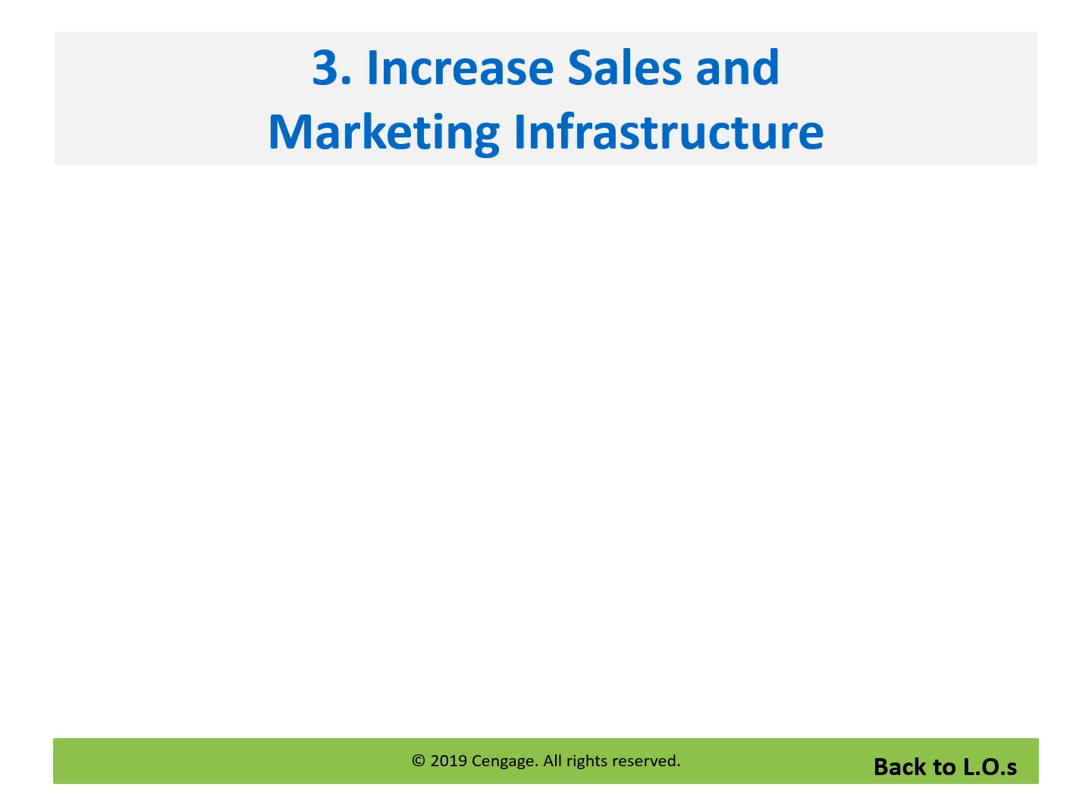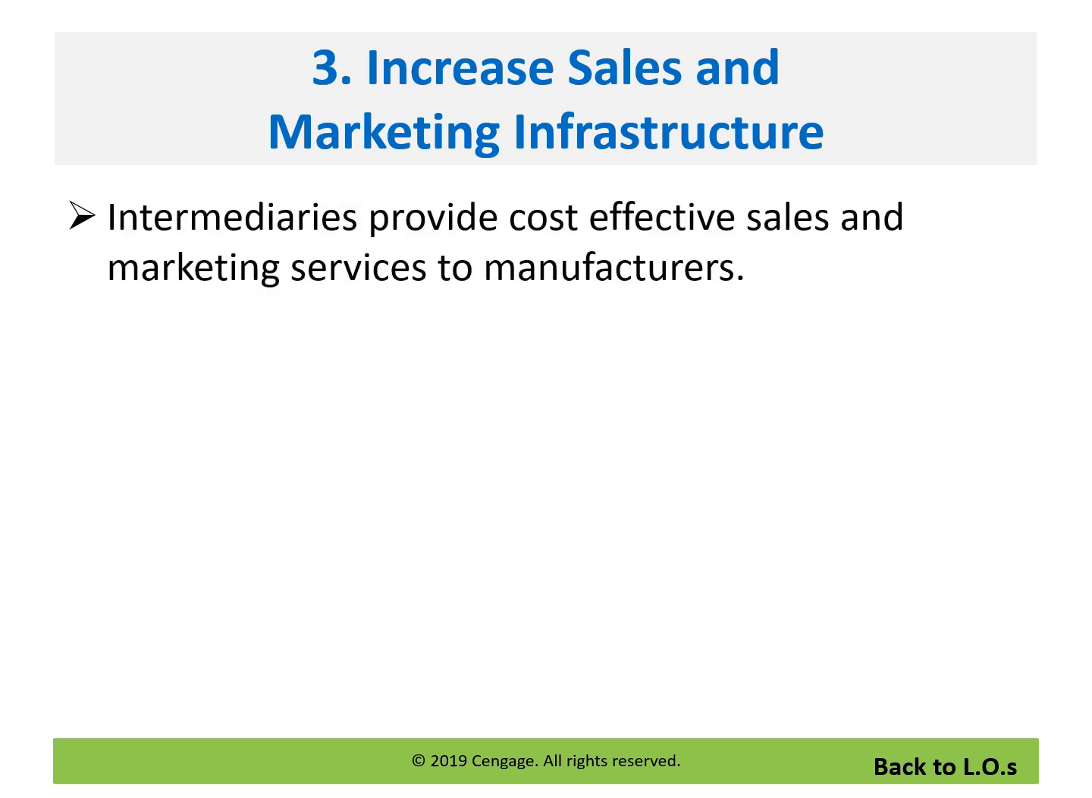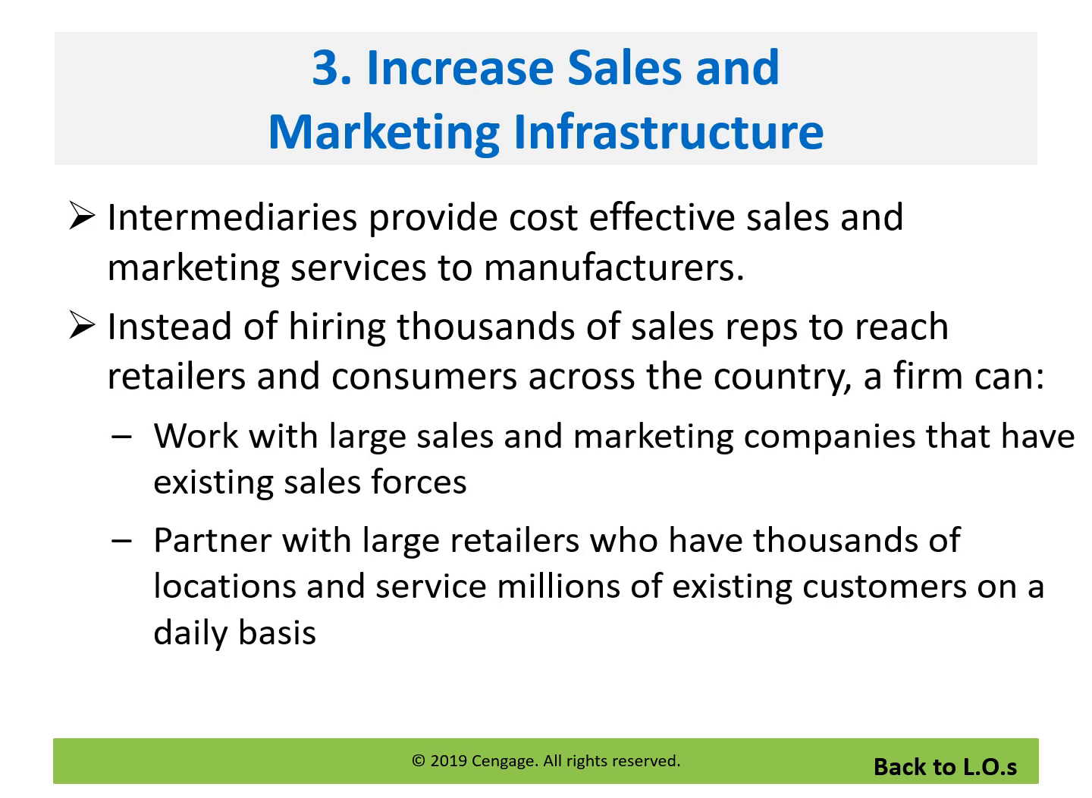Third is increased sales and marketing infrastructure. Intermediaries provide cost-effective sales and marketing services to manufacturers. So instead of hiring thousands of sales representatives to reach retailers and consumers across the country, a firm can work with large sales and marketing companies that have existing sales forces or partner with large retailers who have thousands of locations and service millions of existing customers on a daily basis.